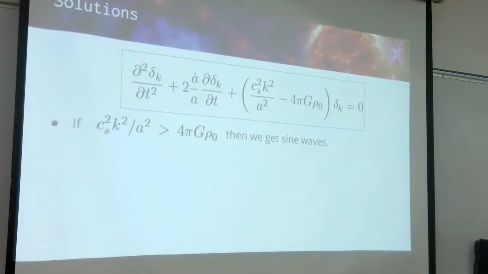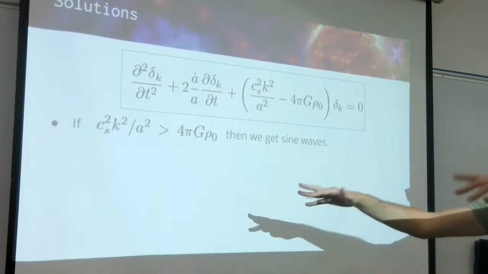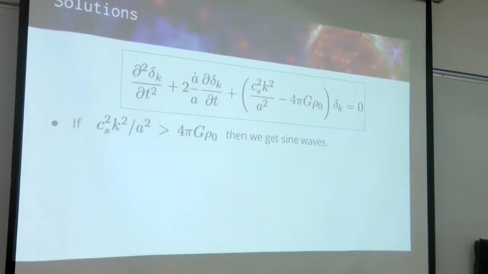So these fluctuations we saw in the CMB before just evolve slowly in time. And that's all there is. There's nothing more happening.